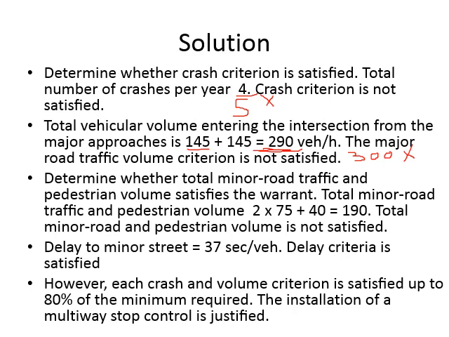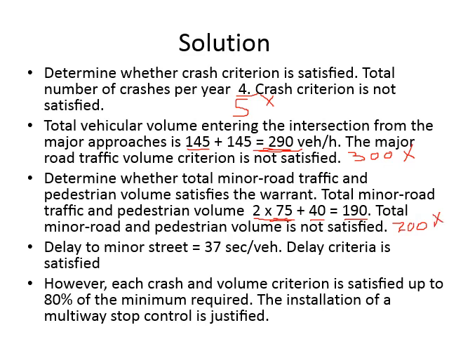Then how many vehicles and pedestrians do I have on the minor road? So I have 75 vehicles on each approach, so 75 into 2 plus 40 pedestrians crossing it. So 2 into 75 will give you 150 plus 40 will give you 190. Okay, here the criteria was to meet 200. Okay, and I'm not meeting that, so this criteria is also not met.